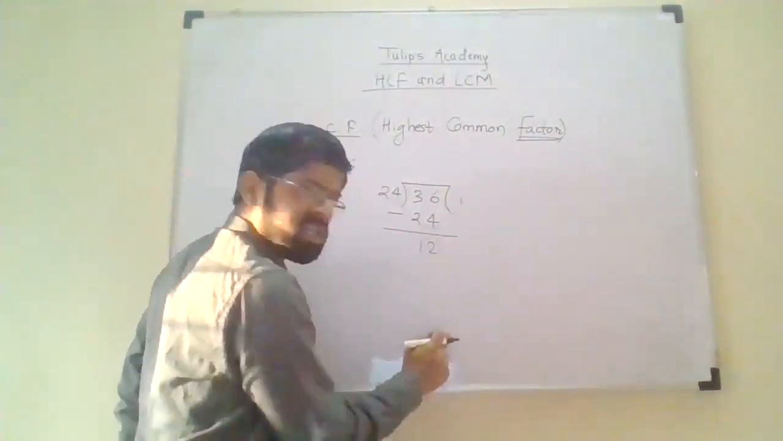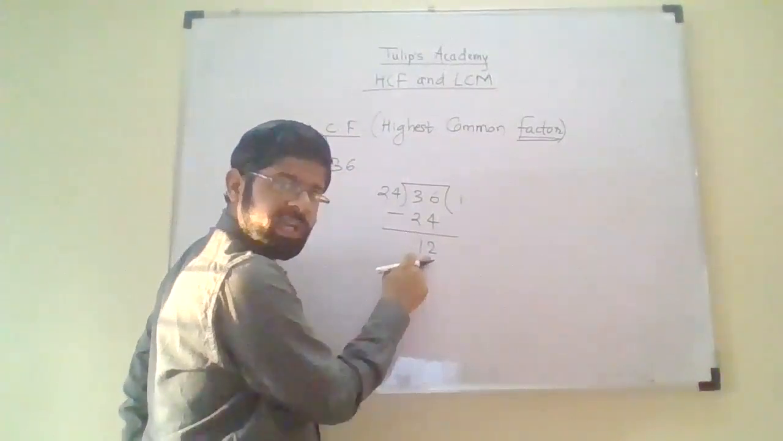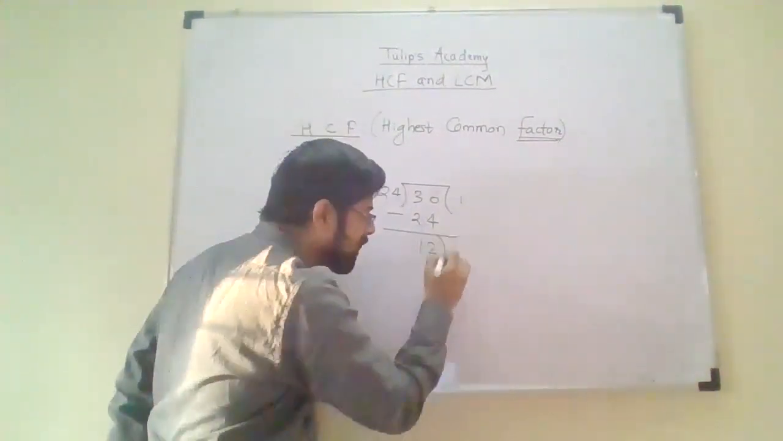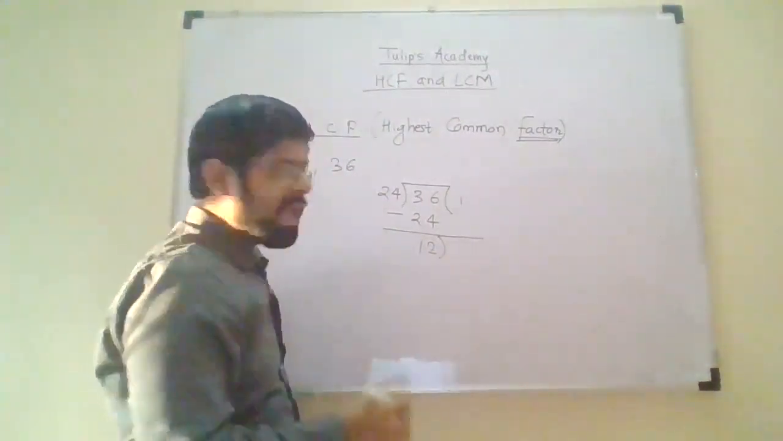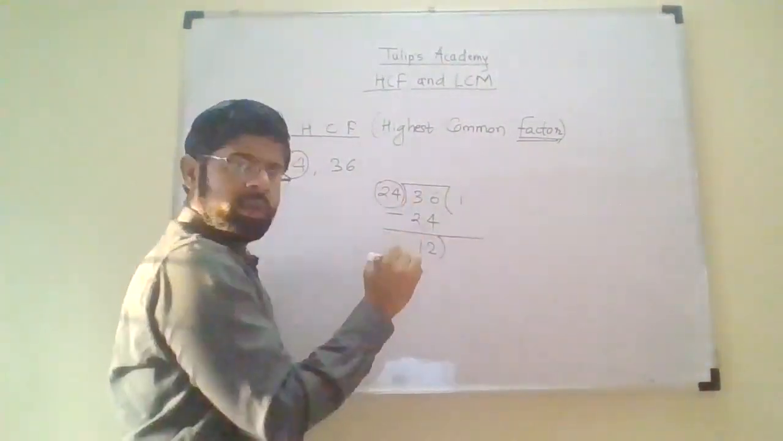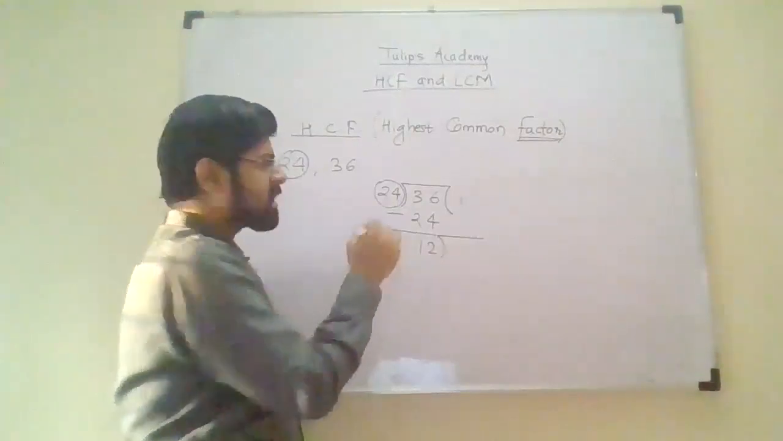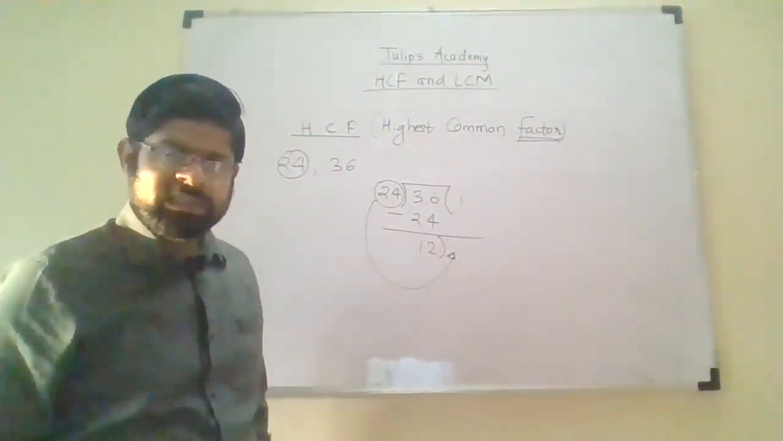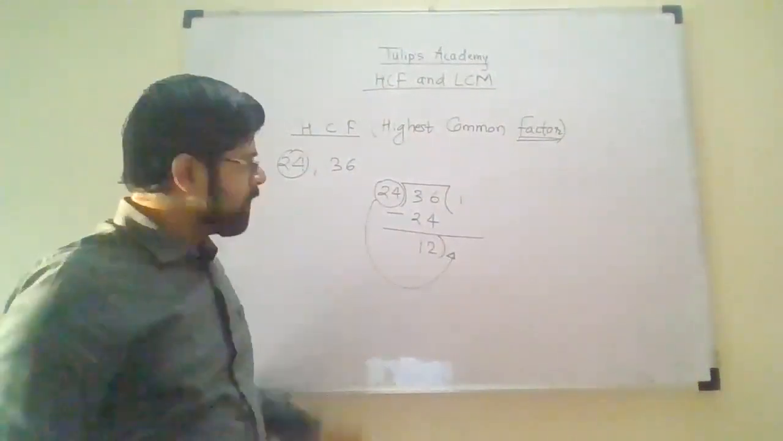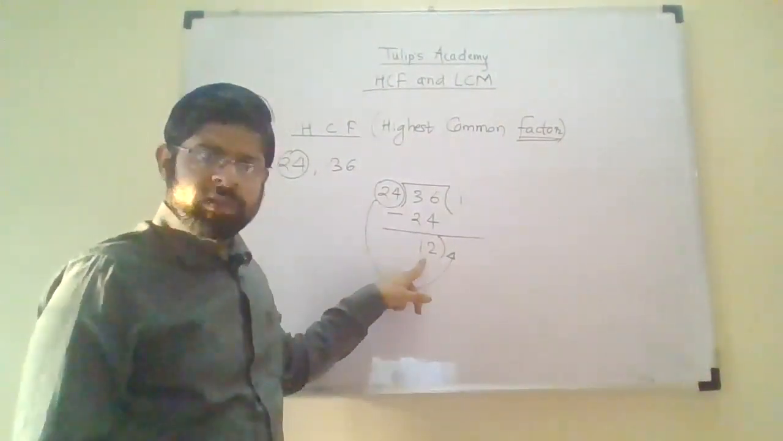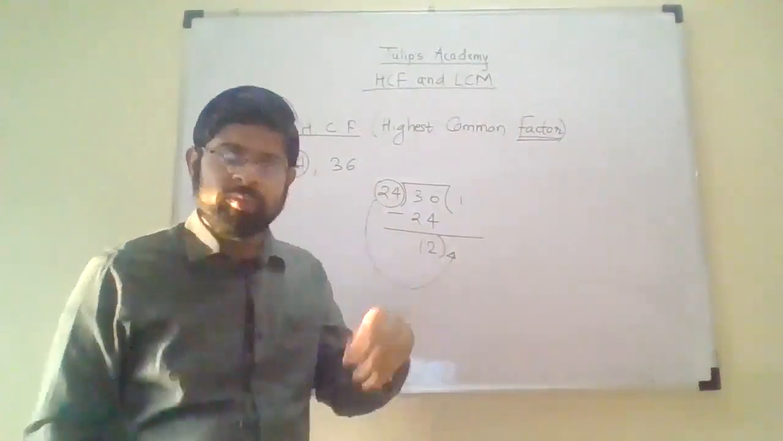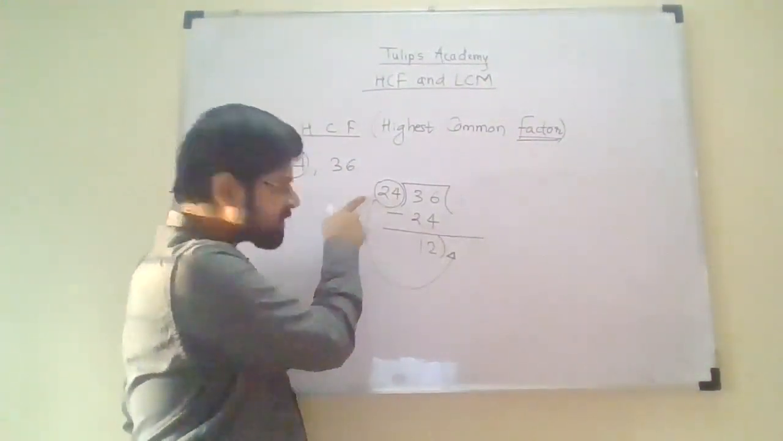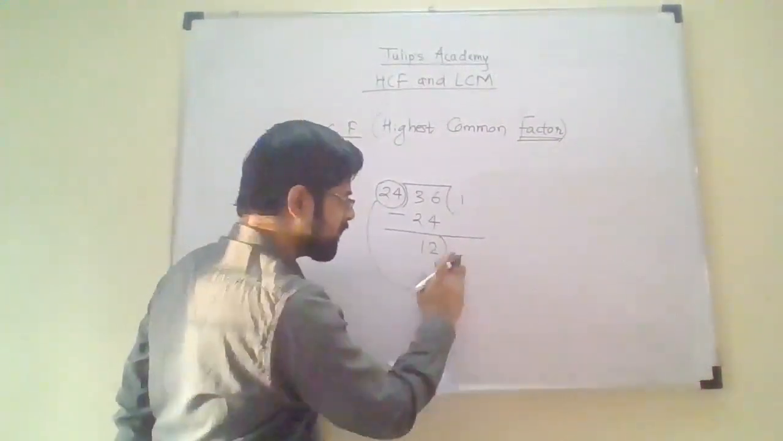And in that new division, this 12, which is the remainder in the first step, will become the divisor in the second step. So this 12 is the divisor. And this 24, which was the divisor in the first step, will become the dividend in the second step. Let's try to understand the method. In the first step, the remainder is 12. This 12 will become the divisor for the second step, and this 24, which was the divisor for the first step, will become the dividend for the second step. So here there will be 24.